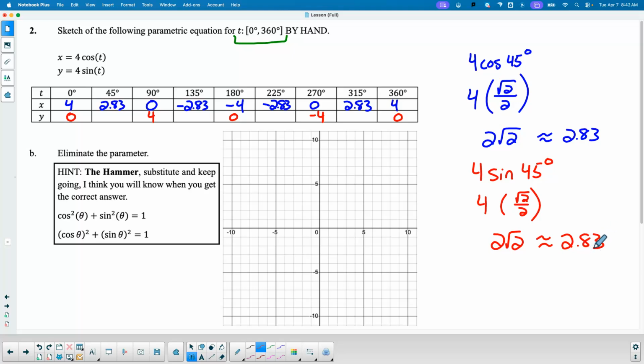So at 45 degrees, positive or negative? You just give me positive or negative. I know it's 2.83. Positive. 135, positive. 225, negative. 315, negative.